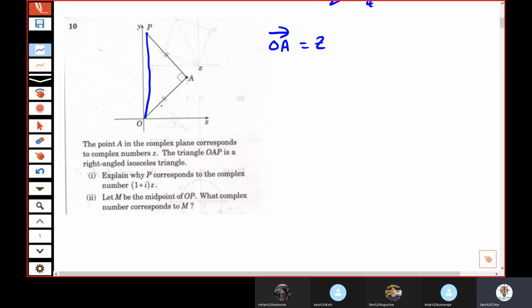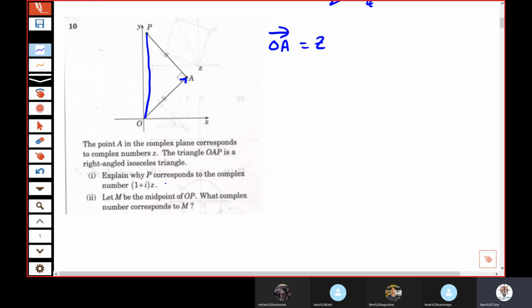Okay, fair enough. It's right-angled. OA. Draw your arrow. Do not think you're going to get away without drawing an arrow. Draw your arrow. Right-angled. And your arrow is pointing towards A. Explain why. Never explain. That just means work it out. So find P, and hopefully it works out to be Z plus IZ.